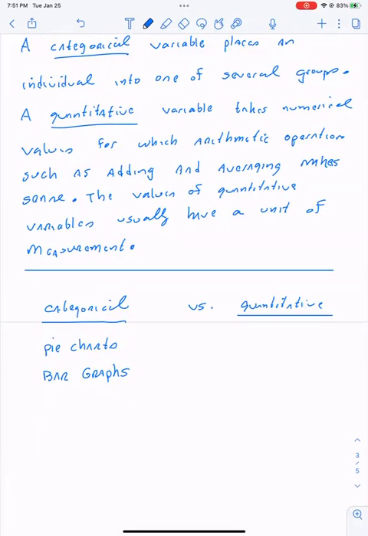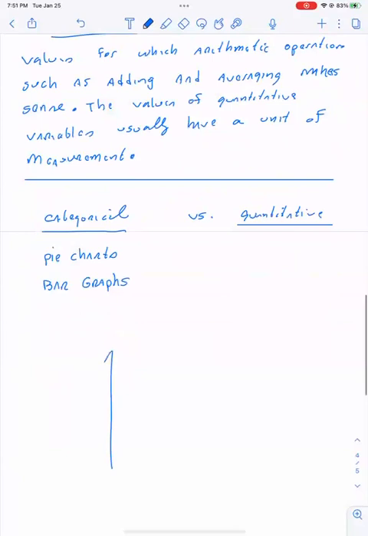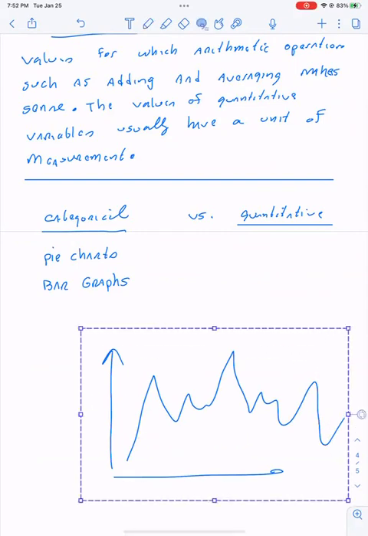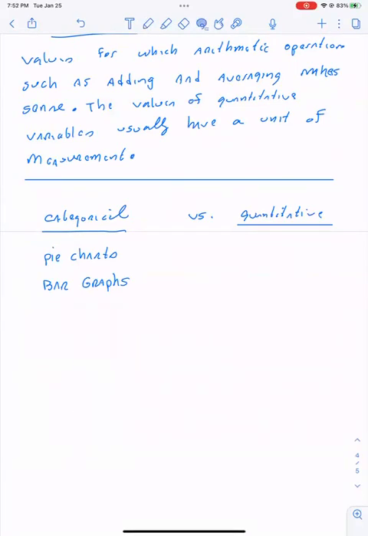What do we use for quantitative? Anyone know? Line graph. What do you mean by a line graph? Do you mean one of those things that looks like an EKG or something like that? That's actually called a time plot, because you're measuring one individual over time versus a bunch of individuals.